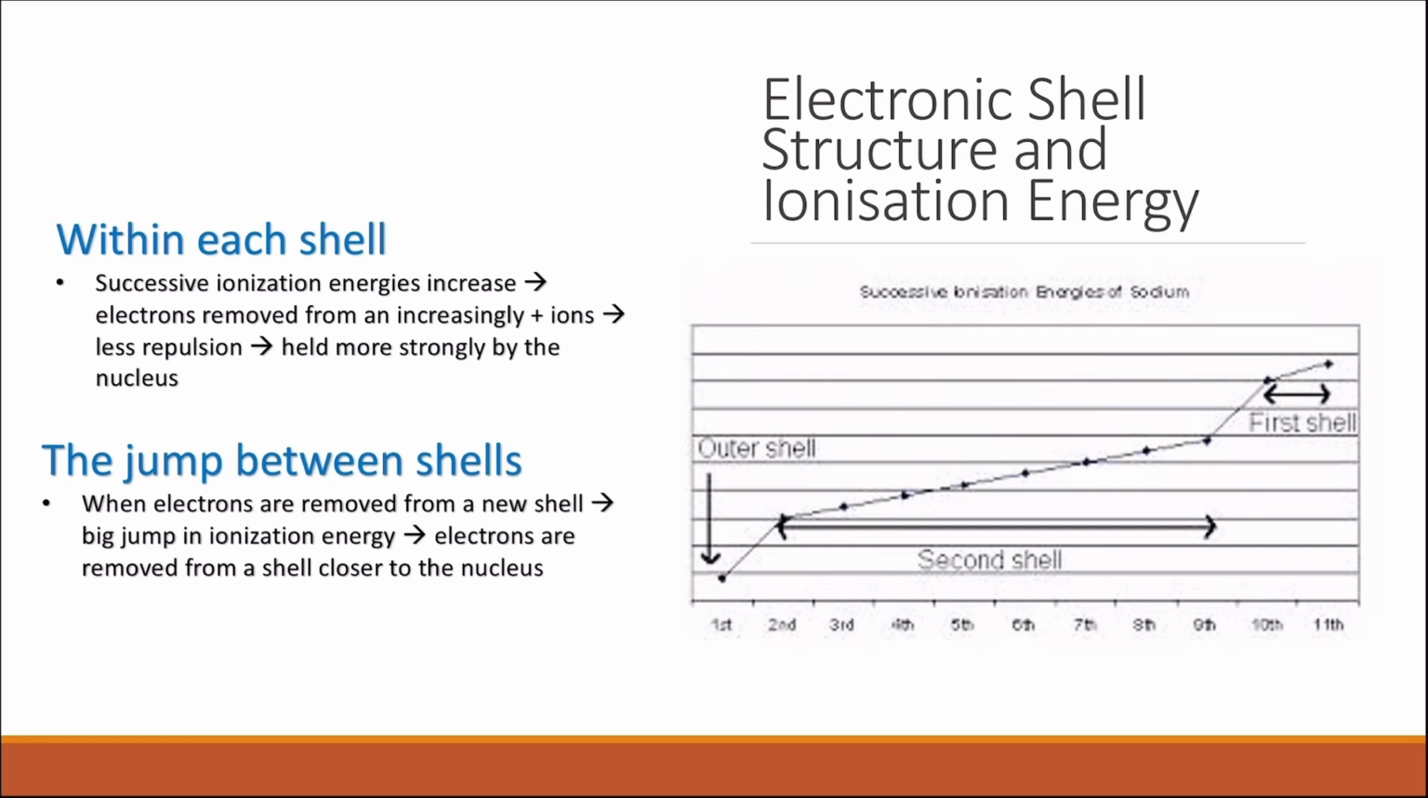Electronic shell structure and ionization energy. When we talk about the successive ionization energy for a certain atom or element, you can see that the successive ionization energy increases. This is because you keep removing an electron from an increasingly positively charged ion. Also, there will be a jump in the ionization energy between shells. As you go through the successive ionization energies, when you jump from one shell to another, there will be a jump in the ionization energy as well, because now we are removing electrons from a shell that is closer to the nucleus.